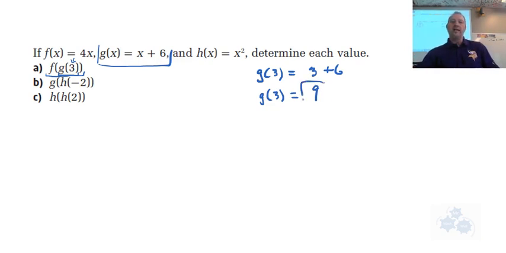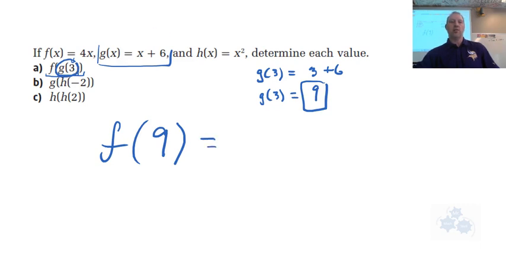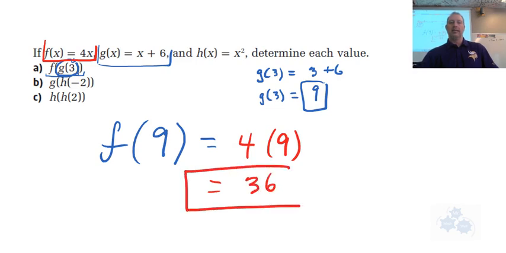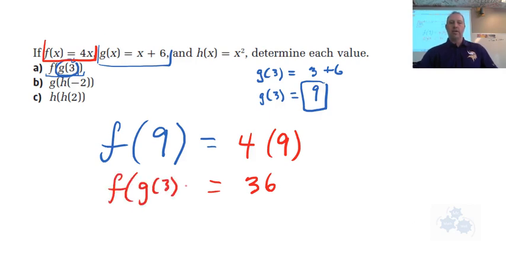So now 9, guess what? Goes in here. You see, this is actually a value of 9. So that's now f of 9. So let's now go over and find f. Oh, here's our f function. And this is going to be 4 times, what's our input now? 9. So this is 36. So f of g of 3 is 36.